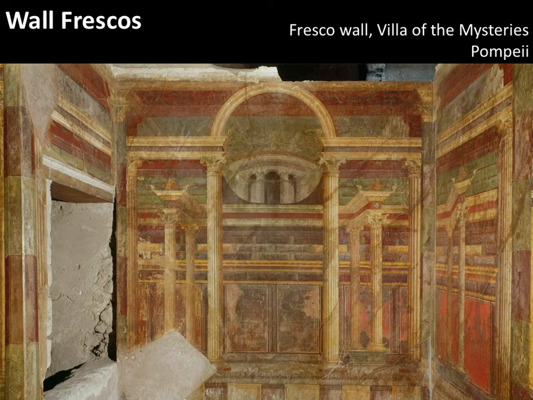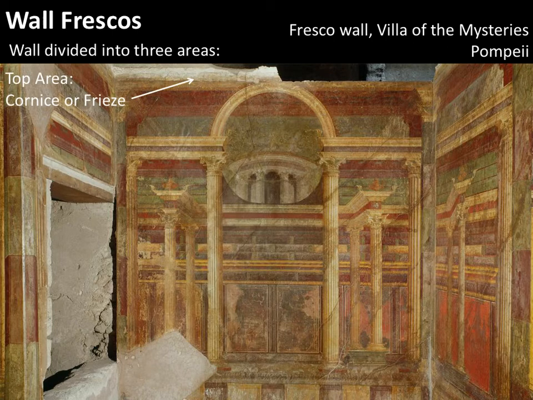Another one of the treasures that were hidden under the ash from the volcano blast at Pompeii are wall frescoes. And generally, with these frescoes, the wall is divided into three areas. At the top, there is some kind of cornice, which is the molding at the top of a building, or a frieze, which is a decorative band of molding. And then in the middle area is some kind of a scenic vista.